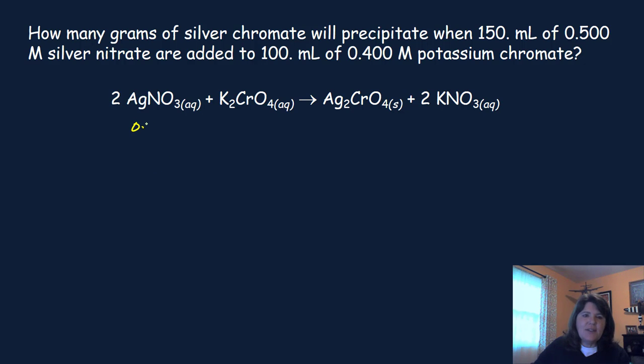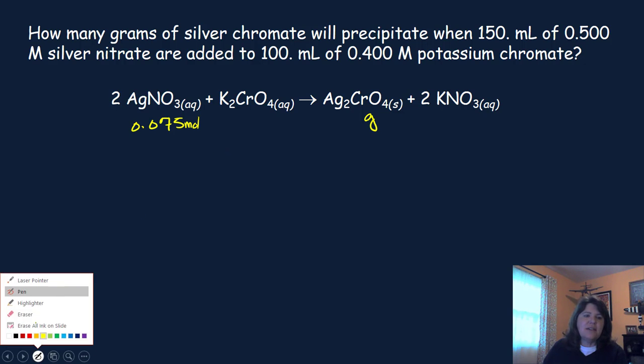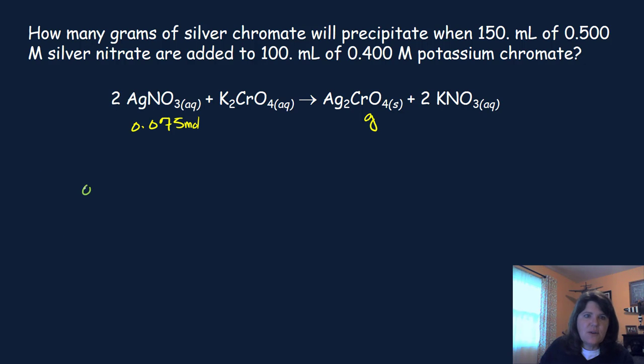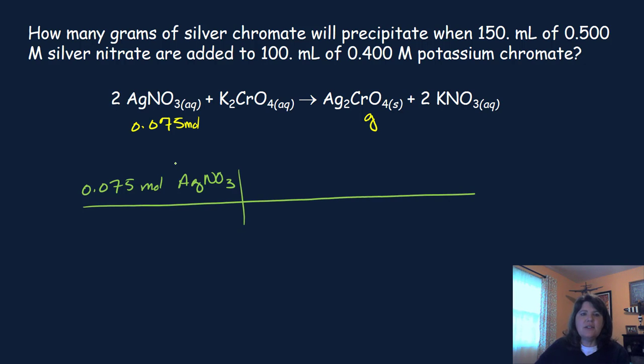So since I happen to have 0.075 moles of silver nitrate, I can use that to find the grams. And I don't care about the potassium chromate anymore. That one is in excess. Okay, so 0.075 moles of silver nitrate. Drawing a straight line is seriously an art form. We have 2 moles of silver nitrate for every 1 mole of silver chromate.